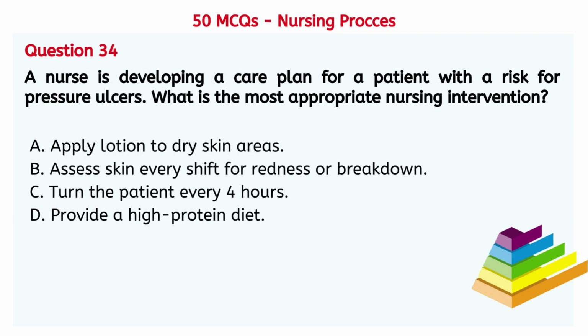Question 34. A nurse is developing a care plan for a patient with a risk for pressure ulcers. What is the most appropriate nursing intervention? The options are A. Apply lotion to dry skin areas. B. Assess skin every shift for redness or breakdown. C. Turn the patient every 4 hours. D. Provide a high-protein diet.